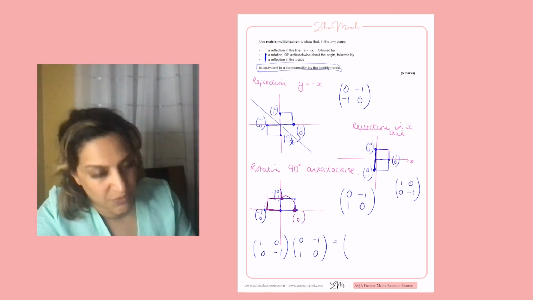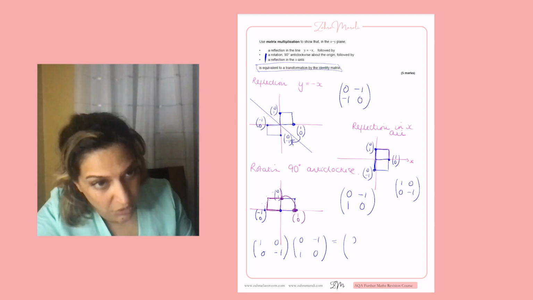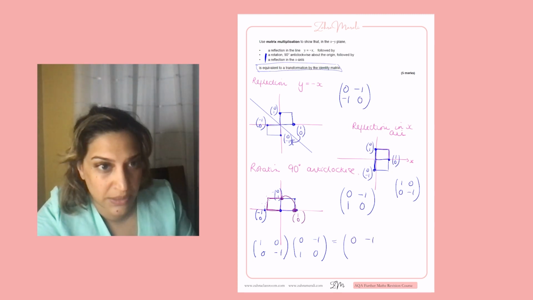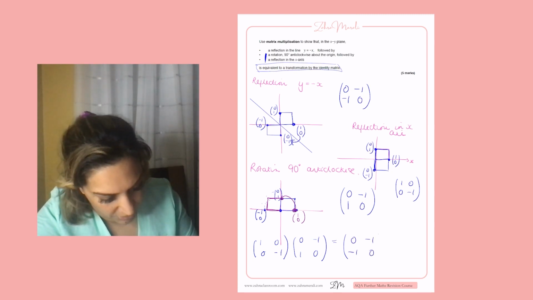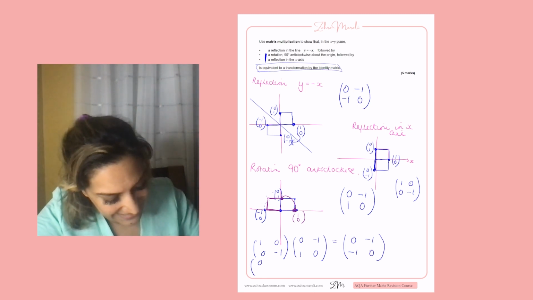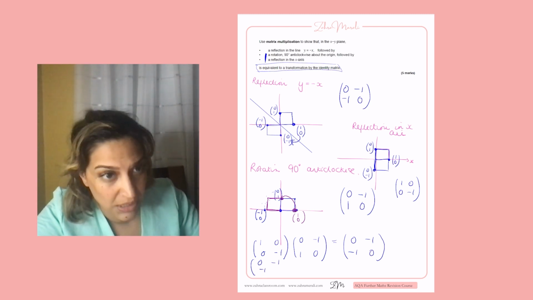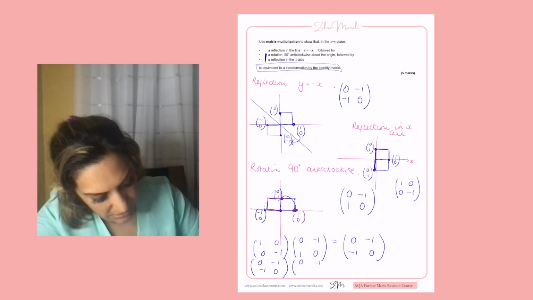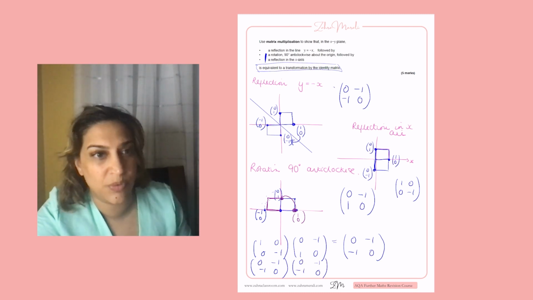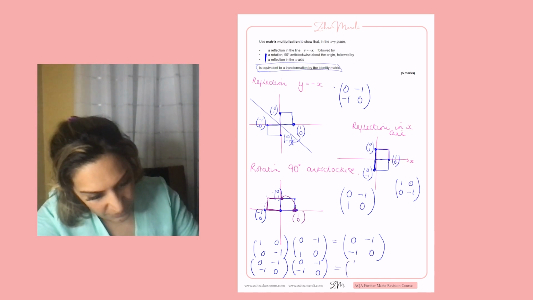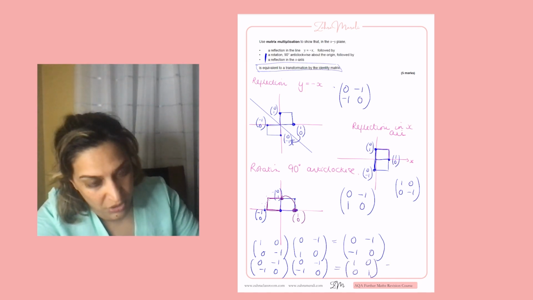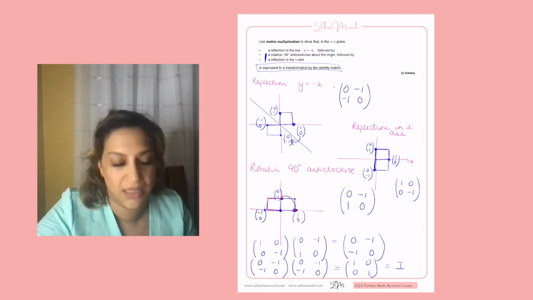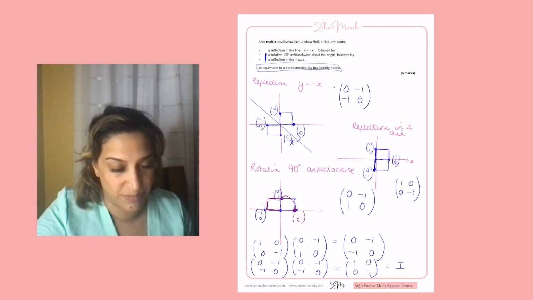So first row, first column, we get 0, minus 1, minus 1, 0. We then take this that we found, and we're going to multiply it by our initial one. And when we do that, we see we end up with 1, 0, 0, 1, which is the identity. And we've done that question.